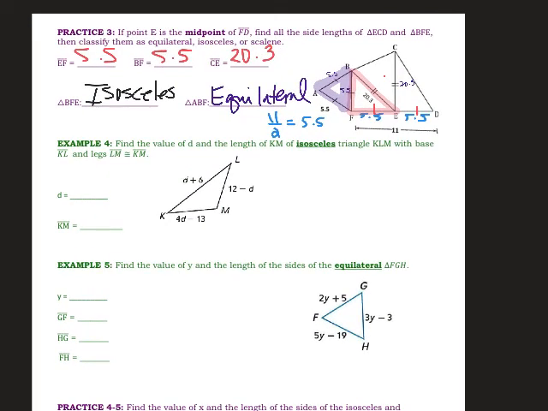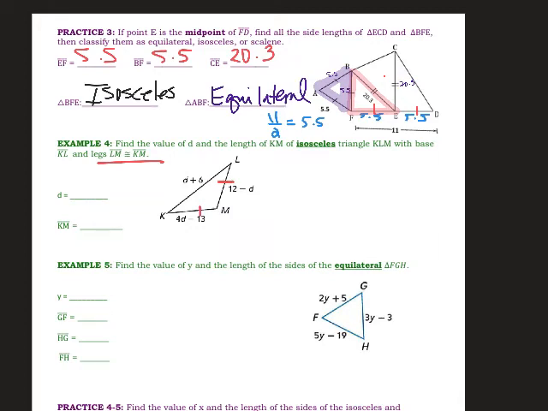All right, let's get to the bottom part. On the bottom part, it reads, find the value of D and the length of K to M of the isosceles triangle with the base of K to L and the legs of L to M congruent to K to M. So if you notice, there are no congruent marks here, but they gave you this piece of information. With that piece, you can go ahead and mark them equal.